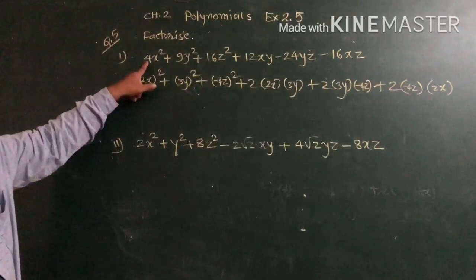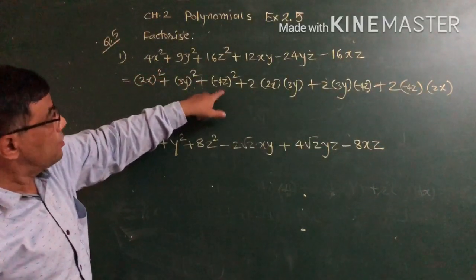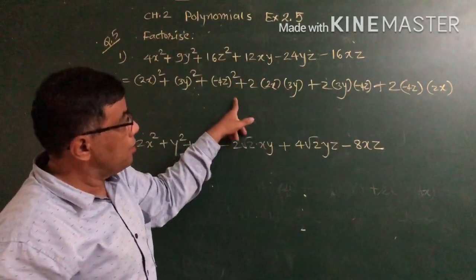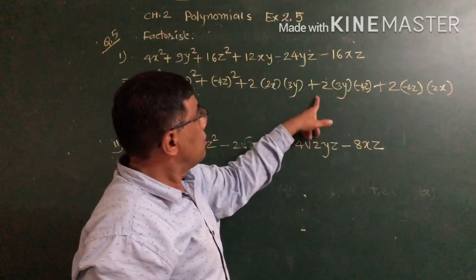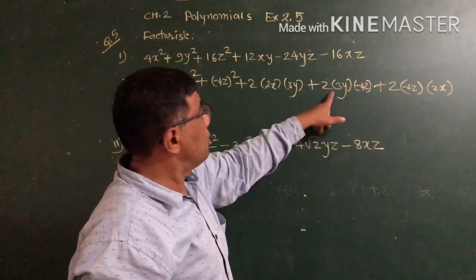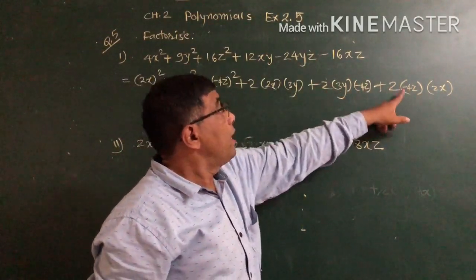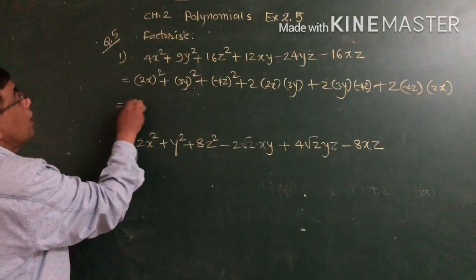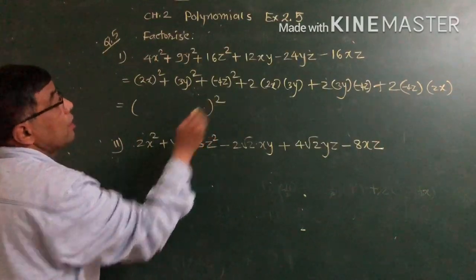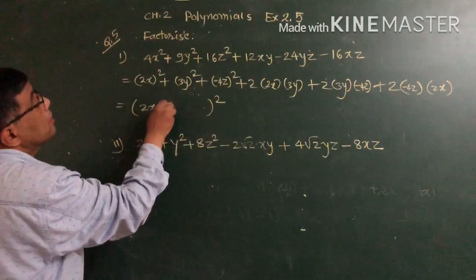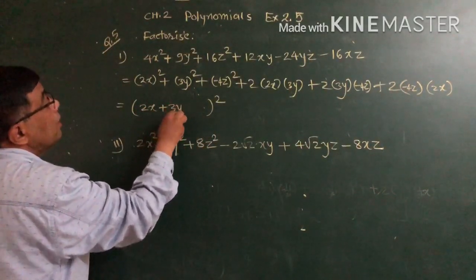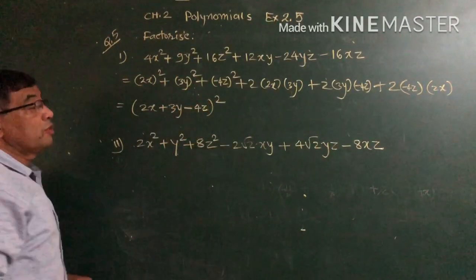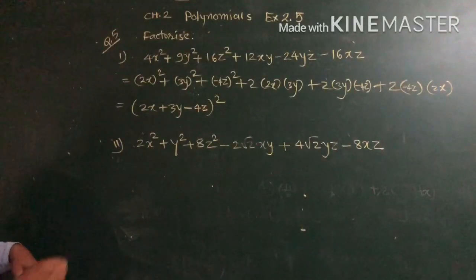See that 4x square, this is 9y square, 16z square, then 12xy plus, then here is 24yz minus and minus 16xz. So the answer is a plus b plus c whole square. A is 2x plus b is 3y and plus minus 4z. So we write minus 4z and whole square.